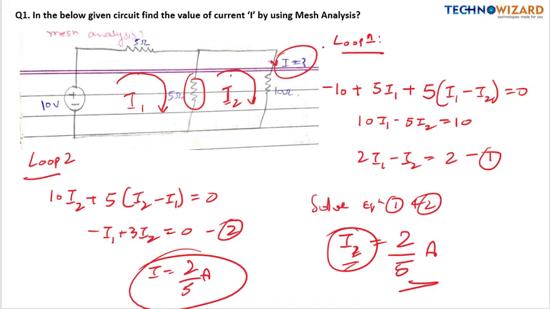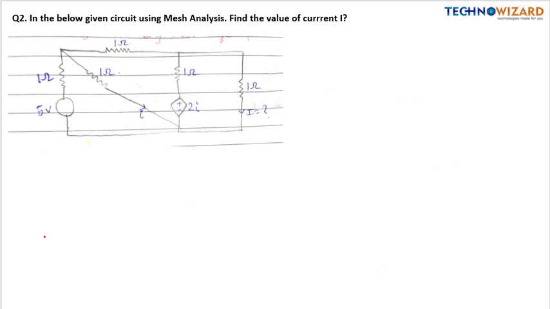Okay, so here the value of current is 2 by 5 ampere. Let's see one more question based upon mesh analysis. Some students tell me that, sir, whenever a dependent source comes in the circuit, we are unable to solve the circuit. So let's see how a dependent source acts here.